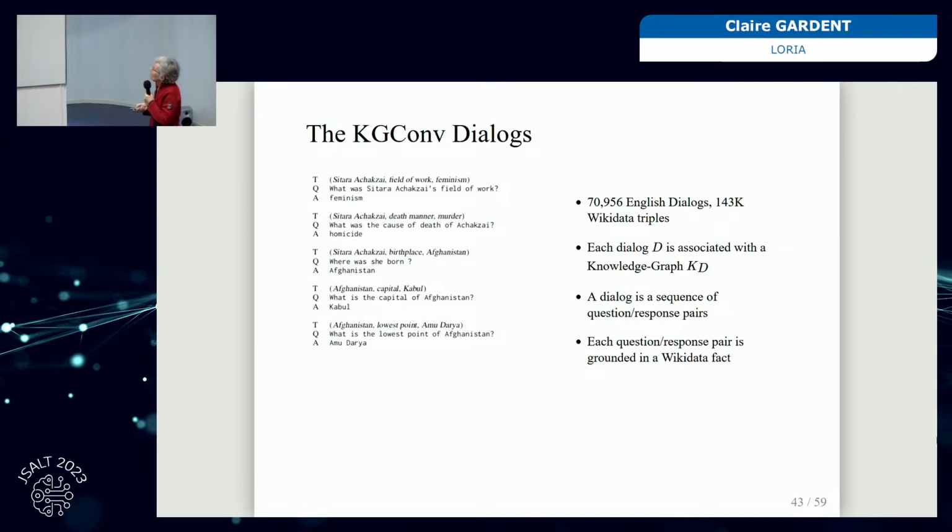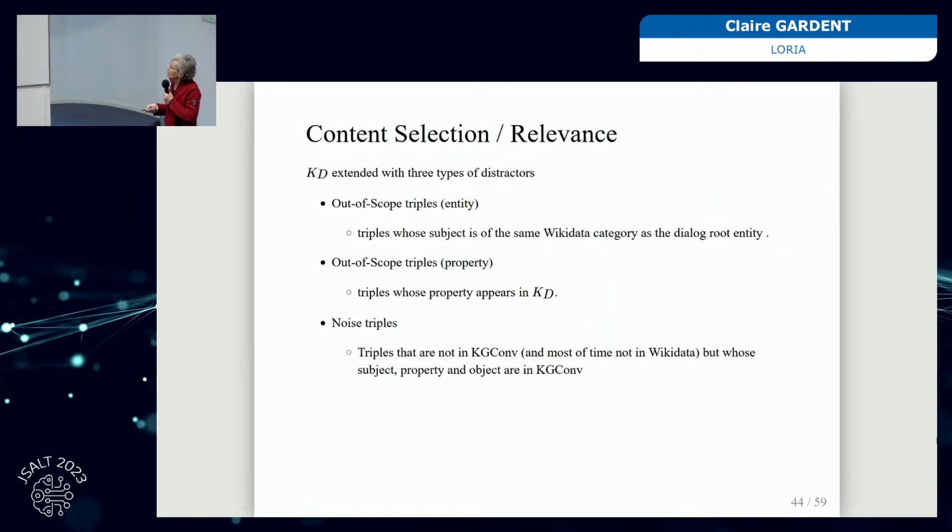Okay, so again, we use this dataset, the KGConv dialogue dataset, which consists of about 70,000 dialogues. The dialogues are a sequence of question-answer pairs, where each question-answer pair is associated with a knowledge-based fact. As input, we have this subgraph of the knowledge base. One thing we wanted to see is how well the model learns to retrieve or predict facts that are relevant to the context.